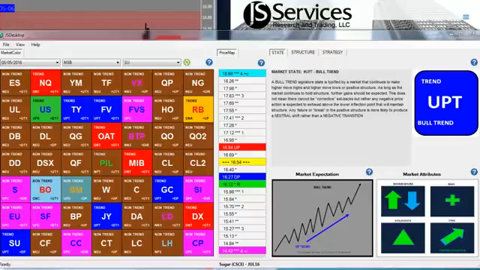Today we're going to take a look at a bull trend, specifically a bull trend with the R level outside the critical range, below the downside pivot. We're going to use sugar as our example.